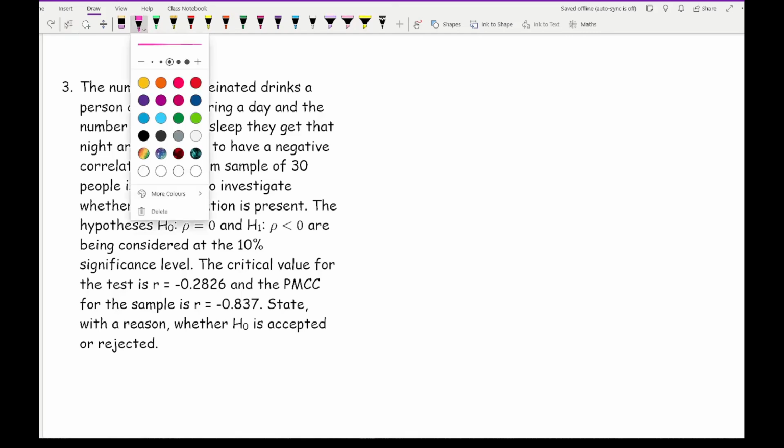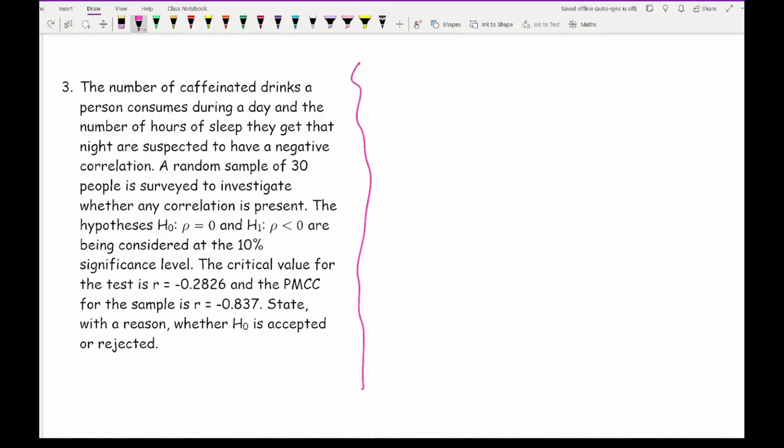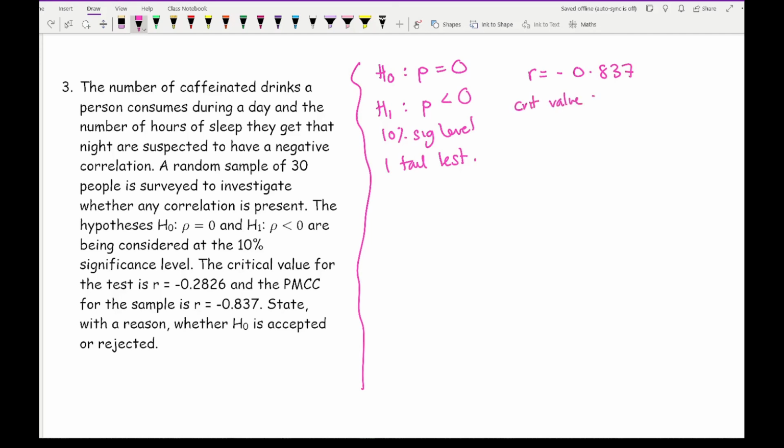So again, let's first of all set the parameters of this particular question. We've got H0 where rho is equal to 0, and H1 where rho is less than 0. We're looking at a 10% sig level, and it's one-tailed. In terms of the information I've been given, I know that R equals minus 0.837, and I also know that I've got a critical value of minus 0.826.